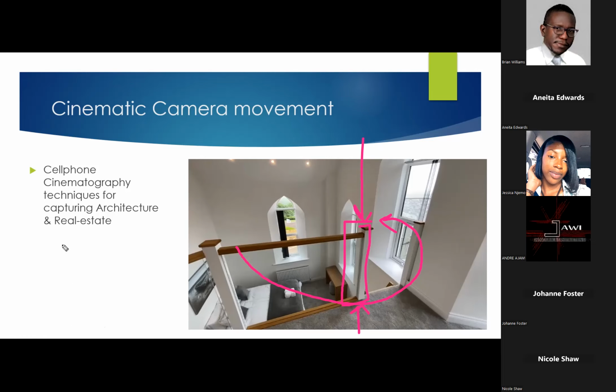So it is a parallax. It is tilt down. Forgive me, I'm writing with the mouse. And it is also a reveal. Why is it a reveal? Can anybody tell me?